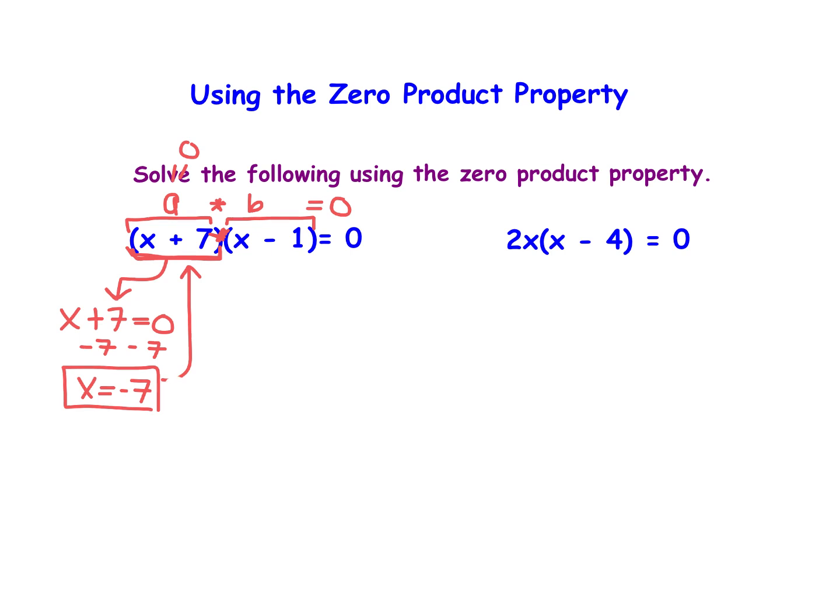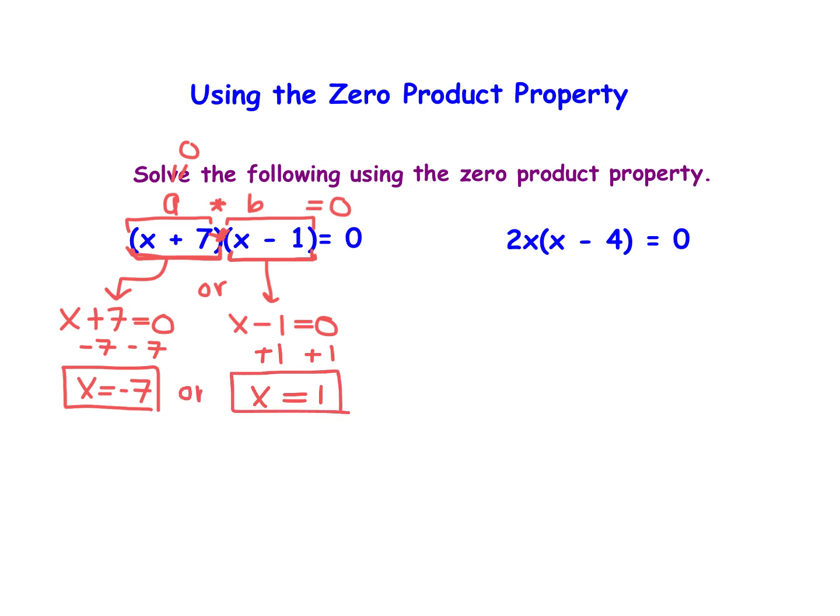But we have another option. While that first parenthesis could equal 0, the second parenthesis could also equal 0. We could have something times 0, and that would result in 0. So our other option is that x minus 1 is equal to 0. And we need to figure out what value for x makes this second parenthesis part equal 0. So here, if we add 1 to each side, we end up with x is equal to 1.